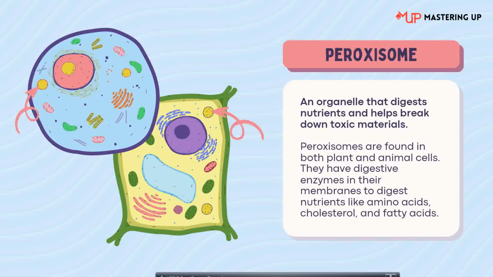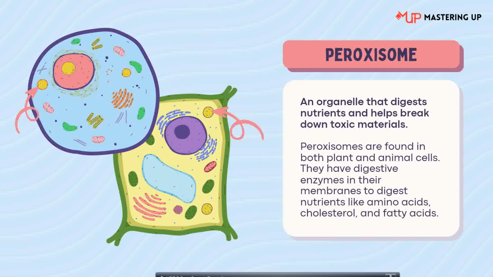Now peroxisomes, an organelle that digests nutrients and helps break down toxic materials. It is present in both plant and animal cell. Peroxisomes are found in both plant and animal cell. They have digestive enzymes in their membrane to digest nutrients like amino acids, cholesterols and fatty acids. So here you can see the structure, and it is actually quite similar in both plant and animal cell.